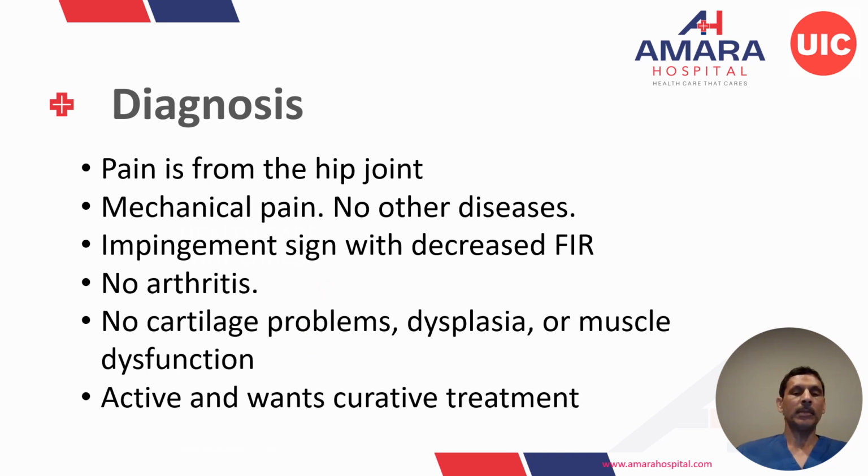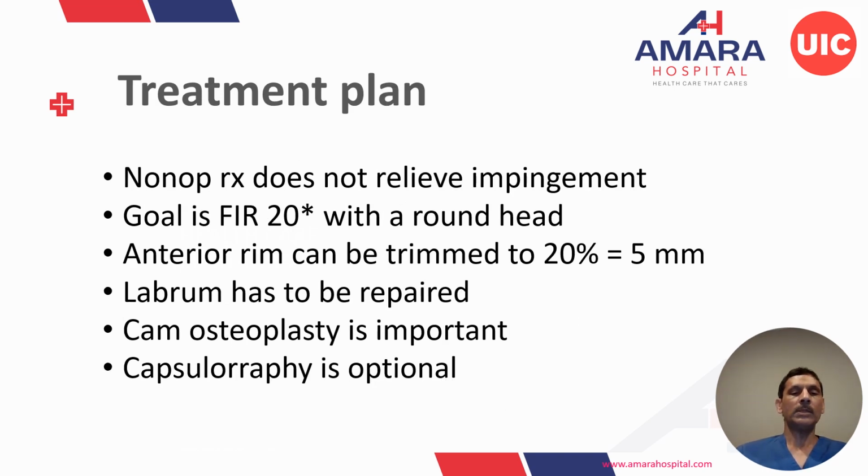And for treatment, the patient is quite active and wants a curative treatment. That means that she doesn't want to take medicines forever for her pain or not be active. Activity modifications and medical management can help, but that's not enough for her. The treatment plan was, we know that non-op treatment does not relieve impingement. The goal is to get to 20 degrees of FIR with the round head. The anterior rim can be trimmed to 20% by about 5 millimeters. Labrum has to be repaired because it's going to get loose when I remove the rim. Cam osteoplasty is very important, so it does not continue to impinge. And capsulorrhaphy is optional. So that's a pre-op plan.